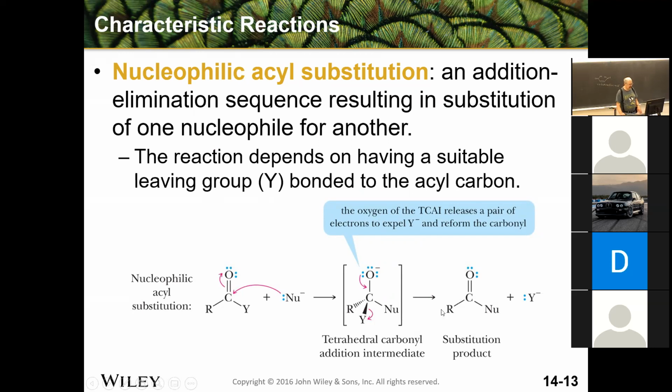Okay, so in the general mechanism of nucleophilic acyl substitution, the nucleophile attacks the carbonyl. Carbonyl is polarized. Carbon end is plus. Nucleophile attacks the carbon nucleus, pushes a pair of electrons up onto the oxygen. It goes through this tetrahedral intermediate. The tetrahedral intermediate then collapses. Oxygen pushes down, and the original group there becomes the leaving group, and then we have a substitution product.